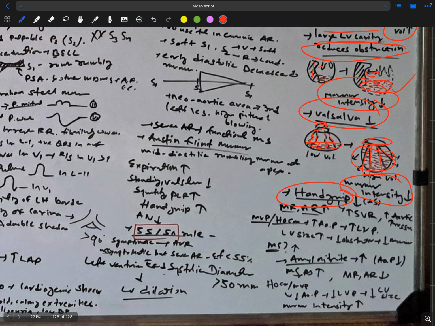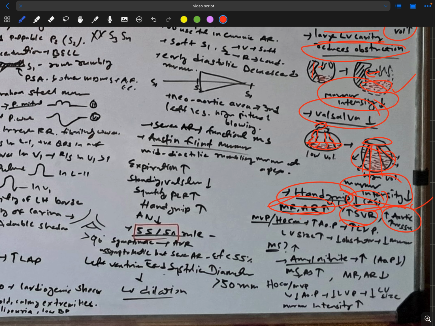On hand grip exercise, there is a decrease in murmur intensity of aortic stenosis, because afterload is increasing. Now there will be less blood flow across the stenosed valve, which leads to a decrease in intensity of the AS murmur. Regurgitant murmur intensity increases on hand grip exercise, because when afterload is increased, the LV can't push the blood forward, so it pushes the blood backward. So the regurgitant murmurs like MR and AR will increase in intensity. Here SVR is increasing in hand grip, and aortic pressure is also increasing.